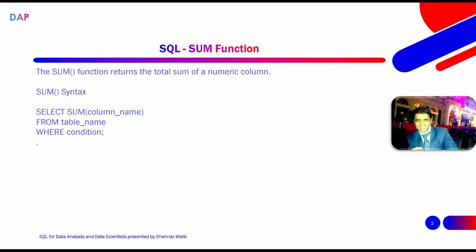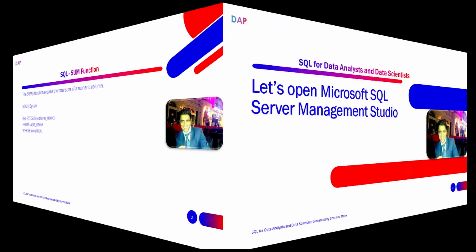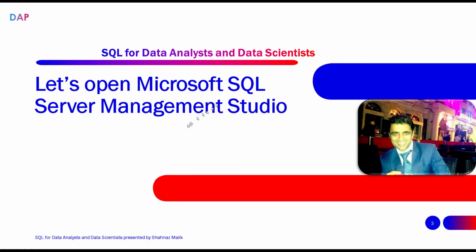Just for all of you, the SUM function returns the total sum of a numeric column. You execute this SUM function on a numeric column, and the syntax is given right in front of you. It's simply: you select a column, put that column under the SUM function, and then it's all the same, FROM table, and you can even put a WHERE condition. This is the simple syntax of the SUM function. Before we talk any further, let's open our Microsoft SQL Server Management Studio and do this exercise.